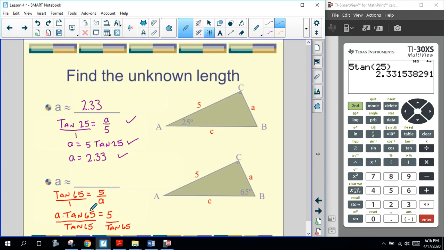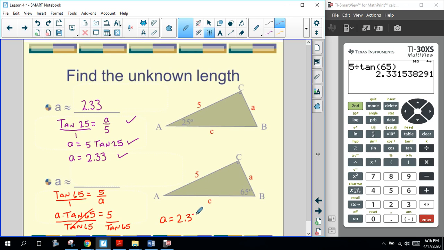So when I look at this, the tangent of 65's cancel. All that's left over here is A, and that equals, well, let's go to our calculator to figure out what it equals. I plug that in. I'm going to clear off what I had there before. I'm going to take 5, divide the tangent of 65, and when I do that, it equals the exact same number that I just had on the last problem.